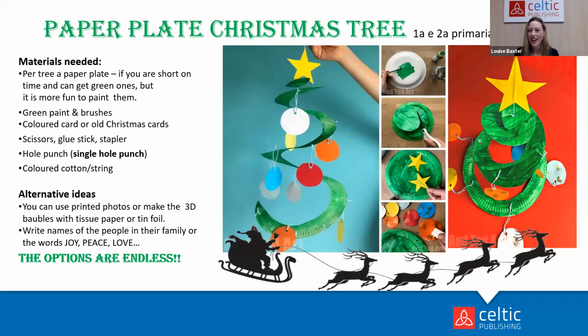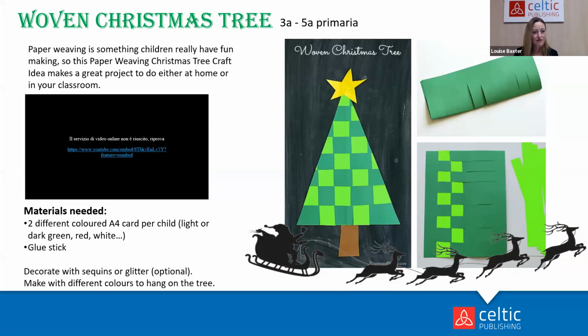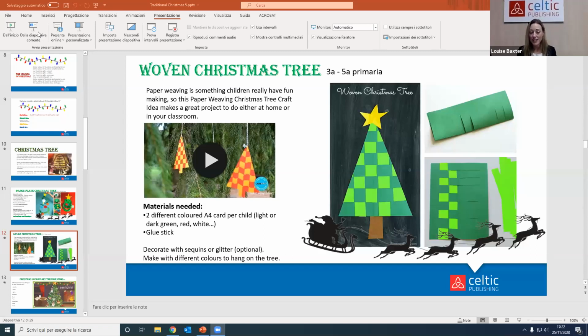Now for the older children, we have something a little bit different. We have got a paper weaving activity. Weaving means intrecciare, and it's something that the children really have fun doing. The paper weaving Christmas tree craft is a great idea that you can do both at home or in the classroom. All you need are 2 different coloured A4 card per child. It could be light green and dark green, red and orange, or red and white.